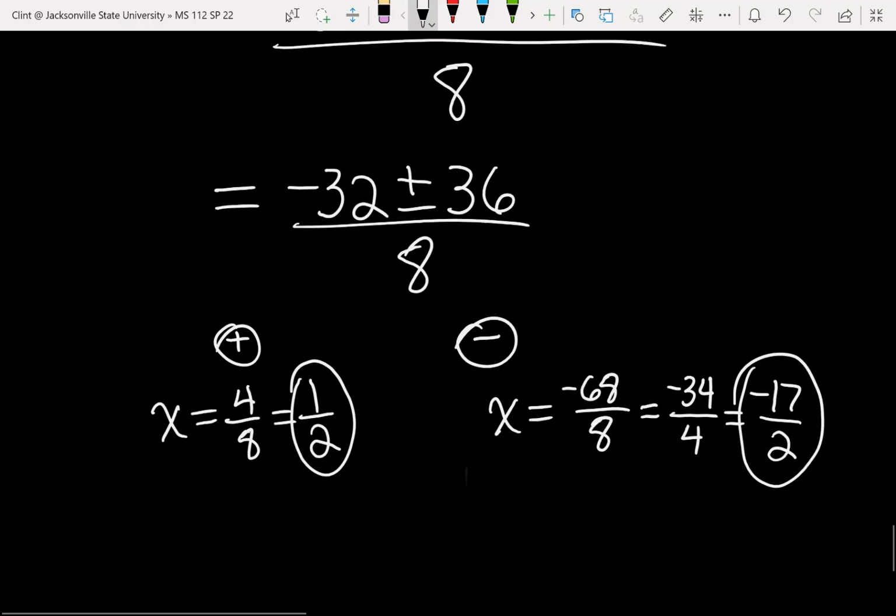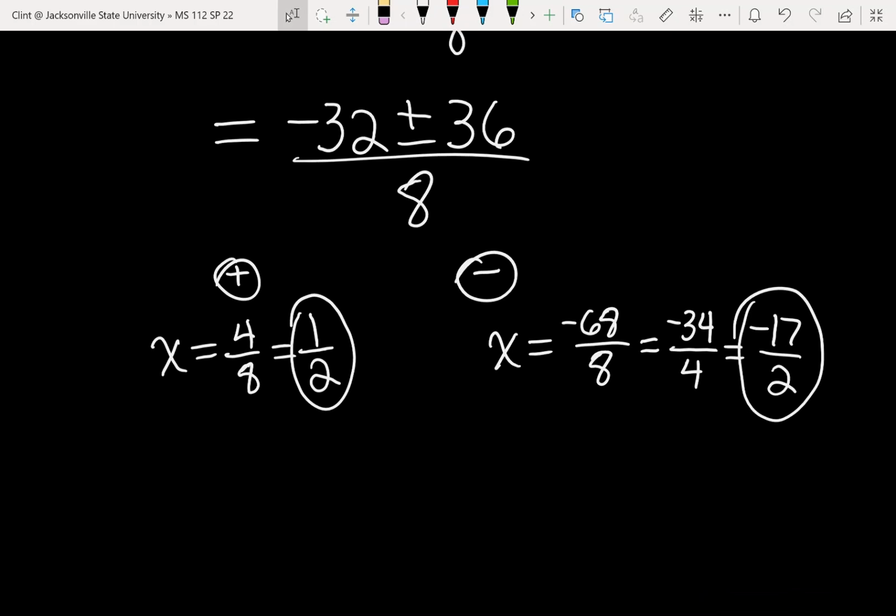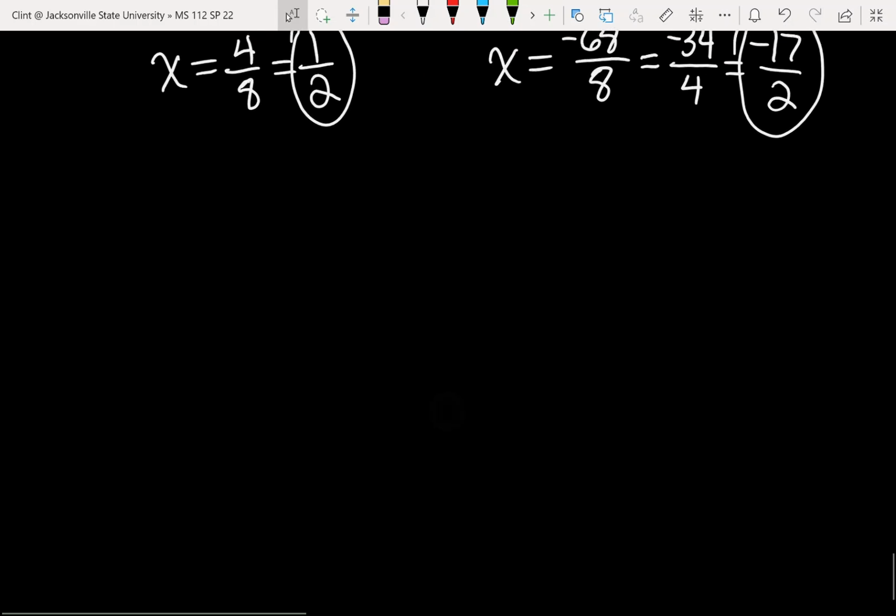Okay, so not necessarily pretty solutions, right? We get fractions. That's okay. Questions on that one? Okay. Let's do one more. I got one with small numbers. One more.